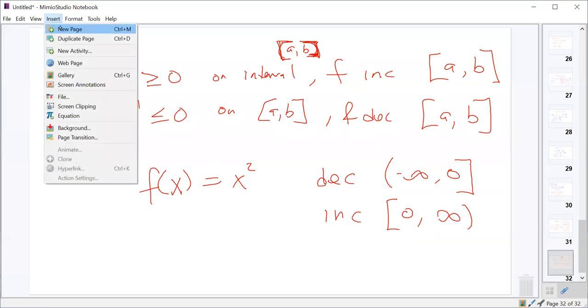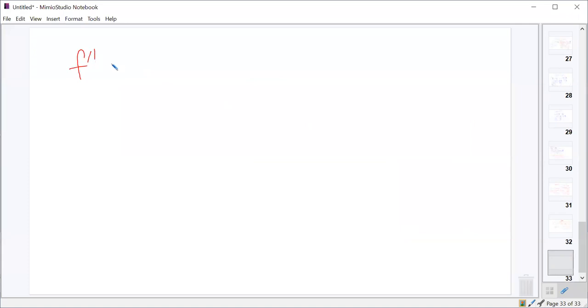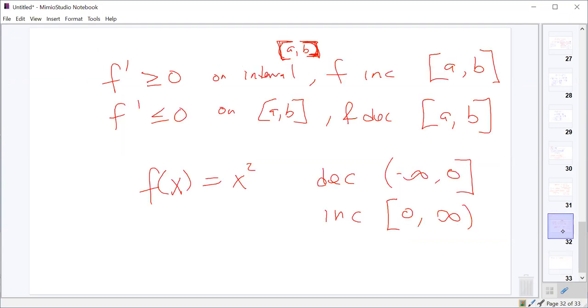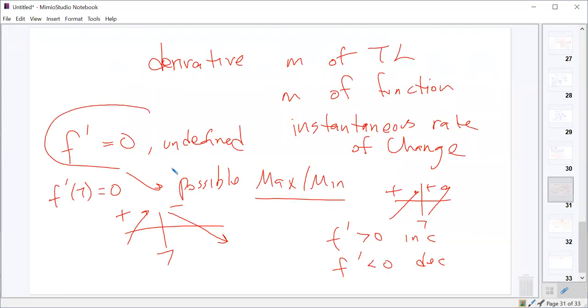Now, next thing is that if f double prime equals 0 or is undefined, actually, hold on one second. I want to go back to this slide for a second. F prime is 0 or f prime is undefined, like we said, is a possible max or min. We call these values critical values. The place where the derivative is 0 or undefined is called a critical value. So if they ask you to find the critical values of this function, they are asking you to figure out when the derivative is 0 or when the derivative is undefined. Make sure you know that terminology, because sometimes they specifically use it.